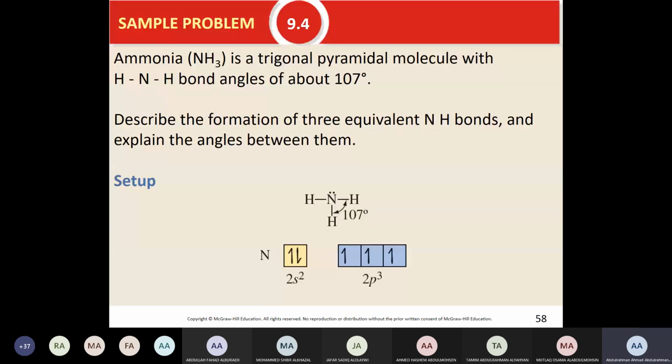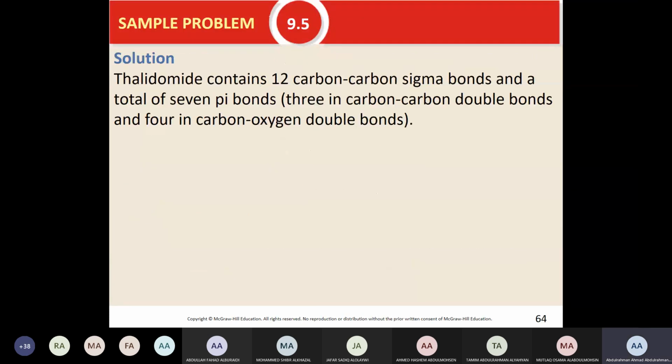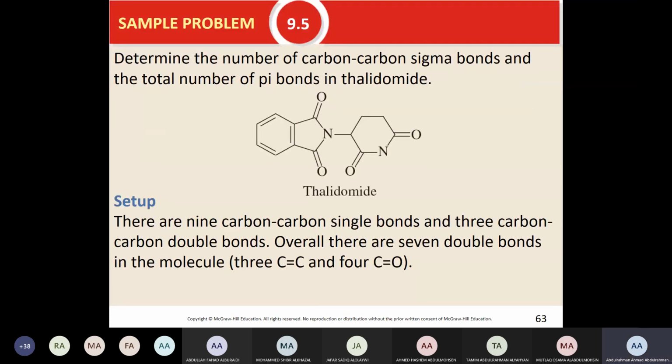Then after that, we have another theory. Now, this is very important. We said that we have two types of bonding, this one and this one. What's the name of the first one? Sigma. And what's the property of the sigma? How does it take place? It's head to head, or end to end.